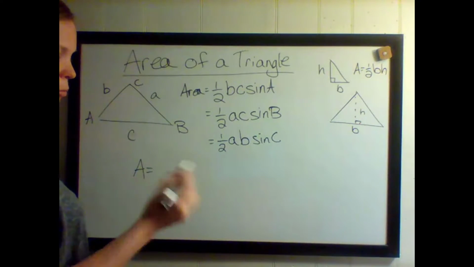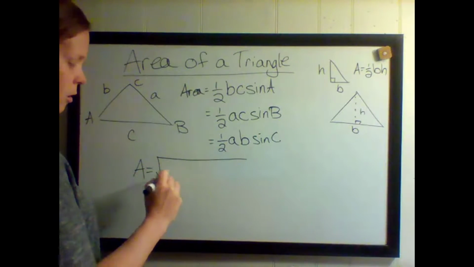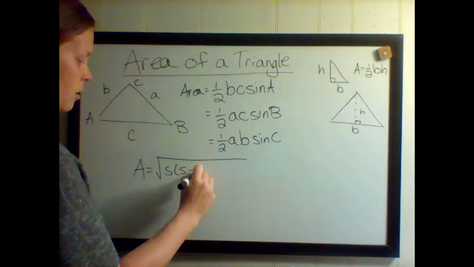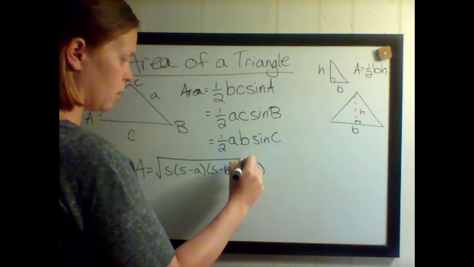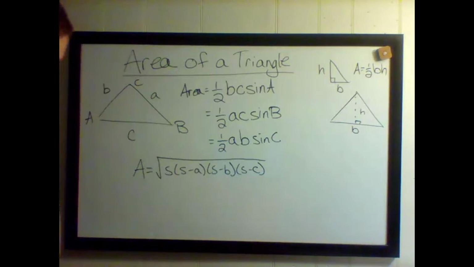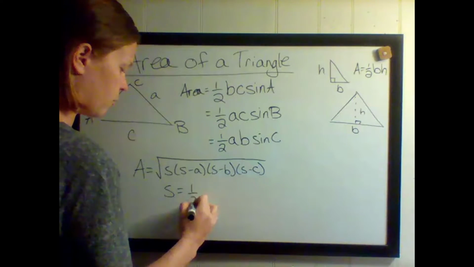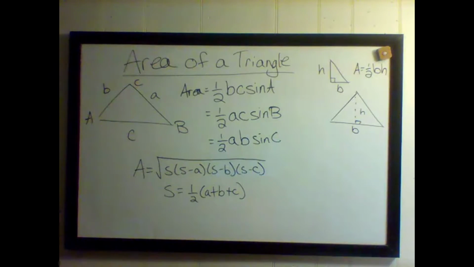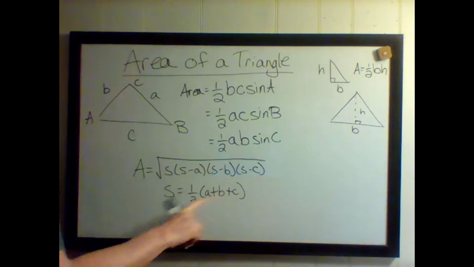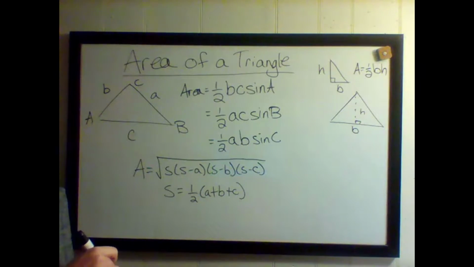Another one is if we know all the sides. So what it is, it's the square root, this is going to be long, of S times S minus A times S minus B times S minus C. Now you might be thinking, where's this S coming from? To get S, we take half of side A, B, and C added together. So add the three sides, take half of that, whatever we get, we put it here, and then take the difference between that and each of the sides.